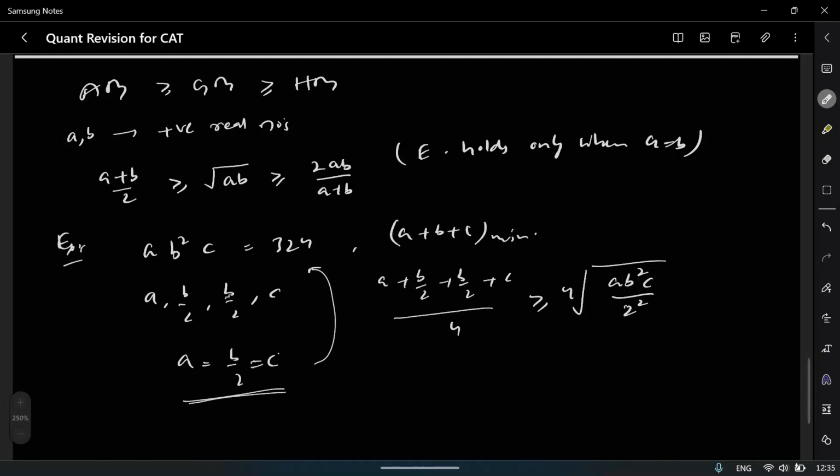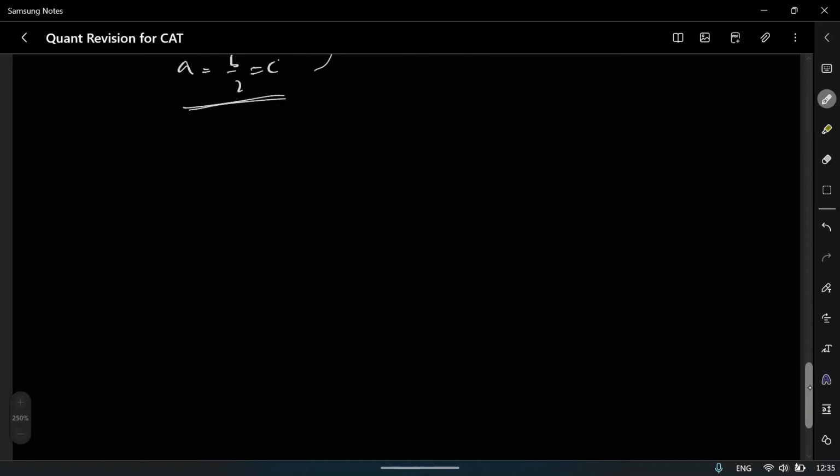So remember this. Since it is given B square here, we have to divide it into two variables. If it is given B cube, we have to divide it into B by 3, B by 3, B by 3. After that, we have to equate A equals B by 3 equals C. Okay, let's take another example.